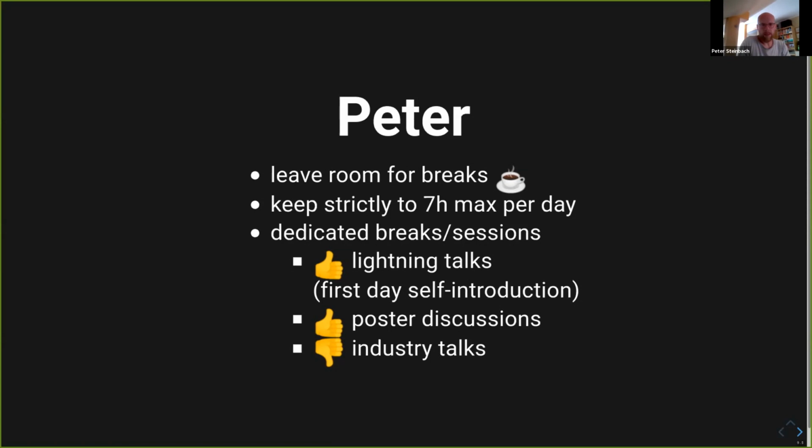The breaks that we had, or also sessions where not such an intense concentration was needed, is room for lightning talks where people can introduce themselves. Again, picking up the notion of such a workshop being a place for networking. Then we also have poster discussions, which I will return to in a minute.